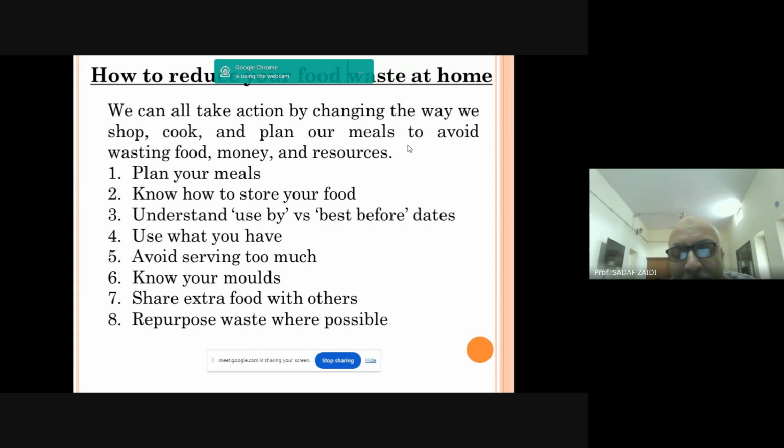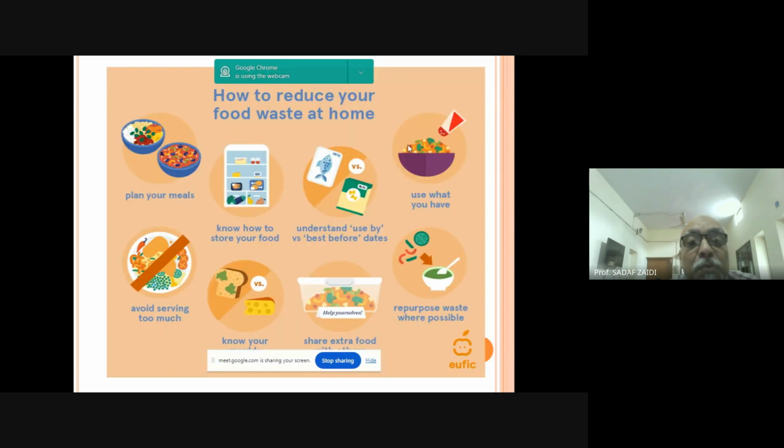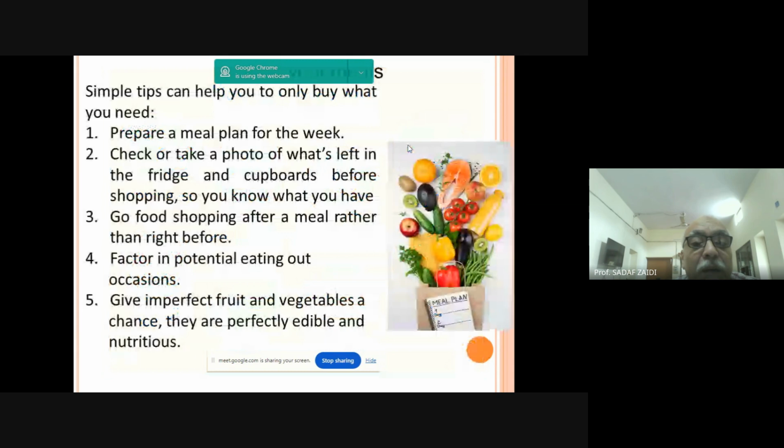इसको थोड़ा सा हम समझें तो we'll be able to appreciate more and we'll be able to reduce food waste to a certain extent. And use what you have. Avoid serving too much. Know your moulds. Share extra food with others and repurpose waste where possible. तो अब इसमें क्विकली हम आते हैं.